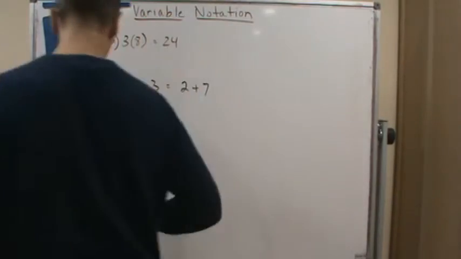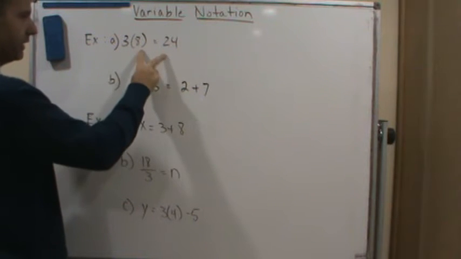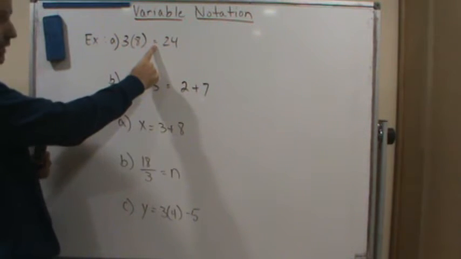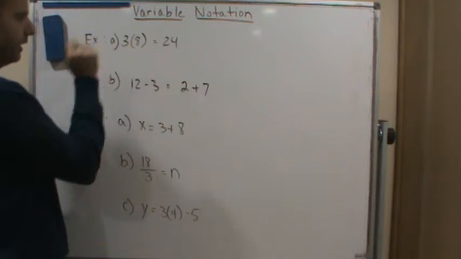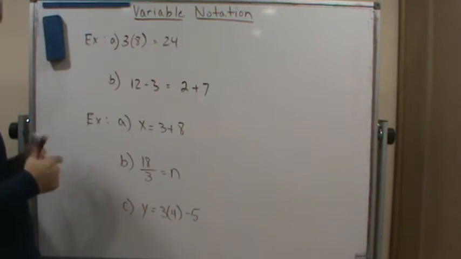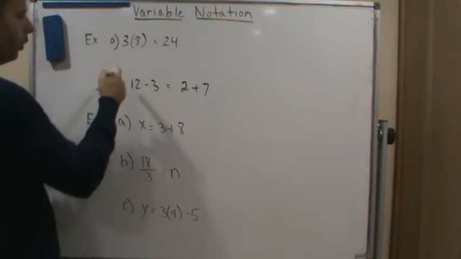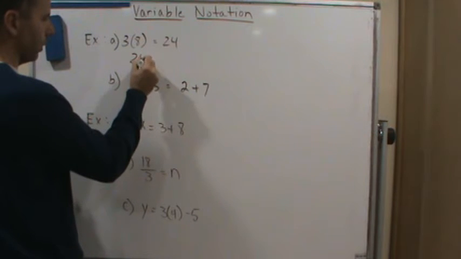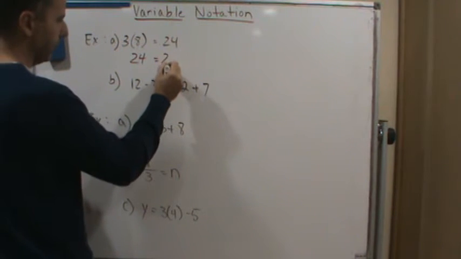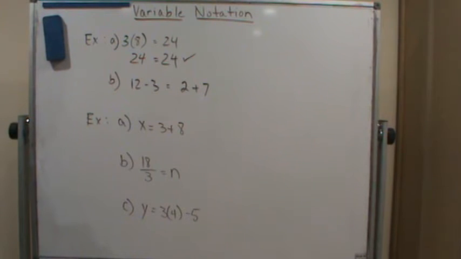Again, if I look at part A here, I have 3 times 8 equals 24. This is an equation because it has the equal sign. It's telling me that the right side and the left side must be equal, or should be equal, right? So either it is or it isn't. So I'm going to evaluate both sides. If I do 3 times 8, that's equal to 24, right? So I get 24 equals 24, and it's true, okay?